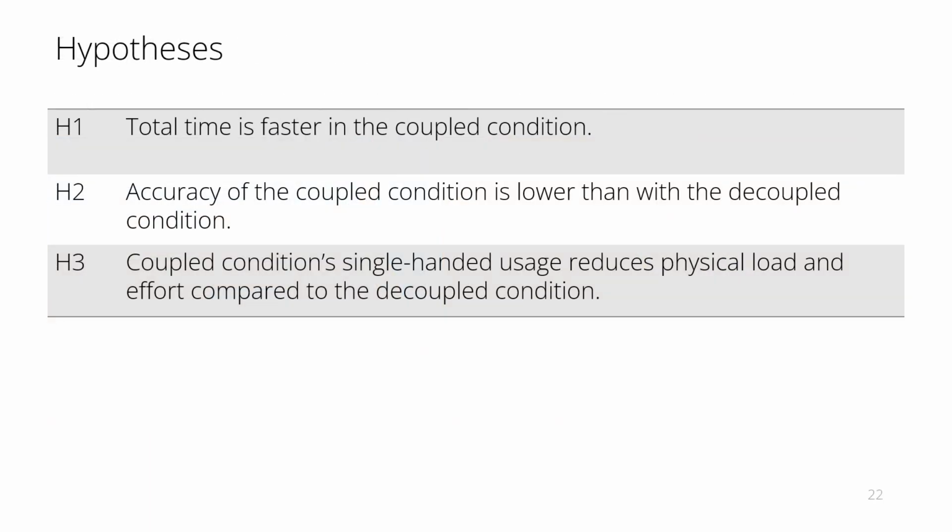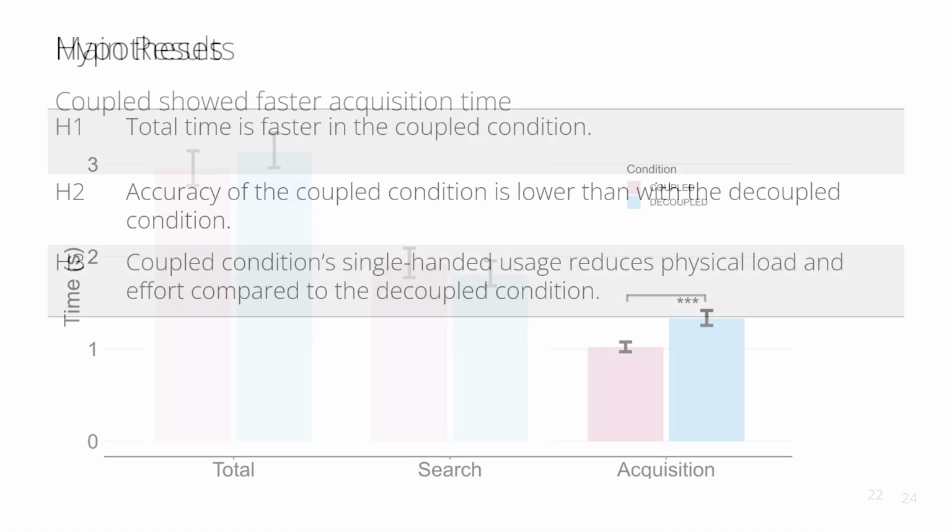Based on the results in the literature, we made the following hypotheses. Compared to the decoupled condition, first, the coupled condition leads to faster total time. Second, the coupled condition has lower accuracy. And last, the coupled condition reduces the physical loads and efforts.